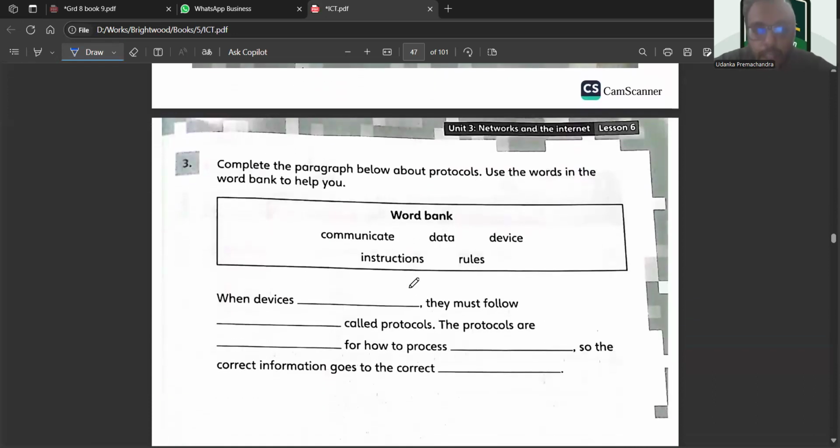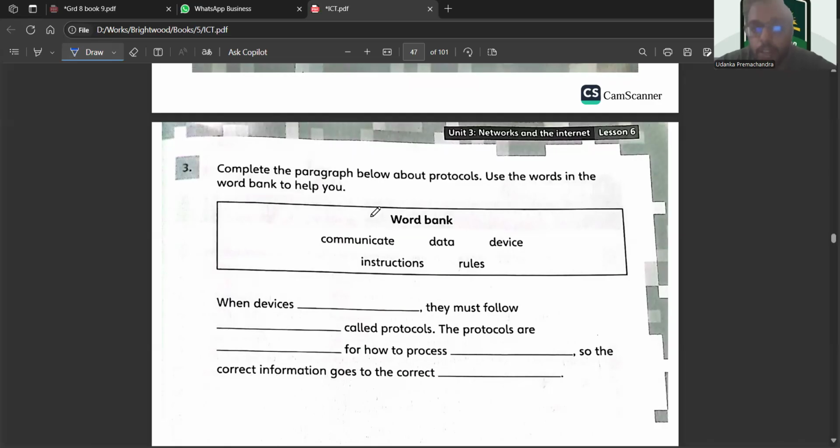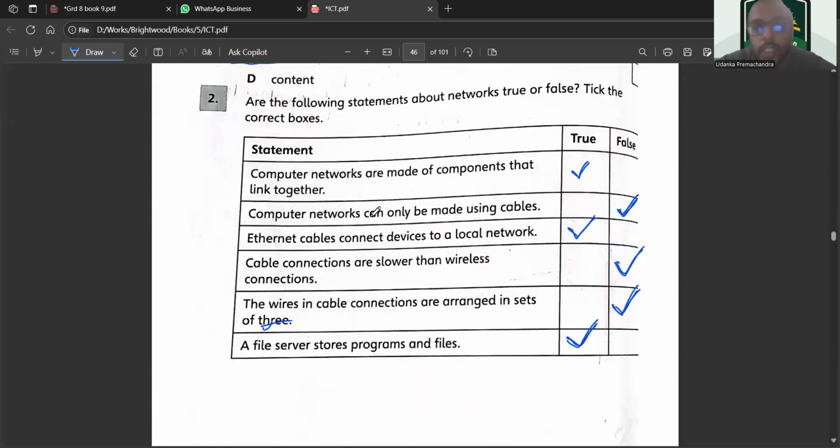There are fill in the blanks. Complete the paragraph below about protocols. Use the words in the word bank. What are the words? Communicate, data, device, instruction, and rules. We wrote about protocols. A protocol is a set of rules, actually.